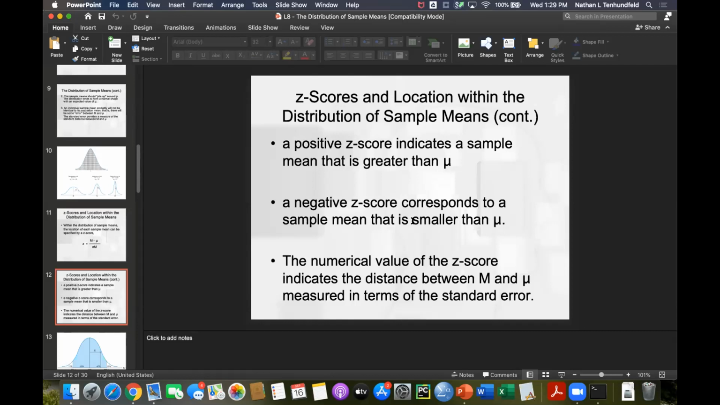So when we were dealing with the population before, if you had a z-score of 2, that meant you were just 2 standard deviations above the mean. Here, if you have a z-score of 2 when looking at the distribution of sample means, what that means is you are 2 standard errors above the mean.